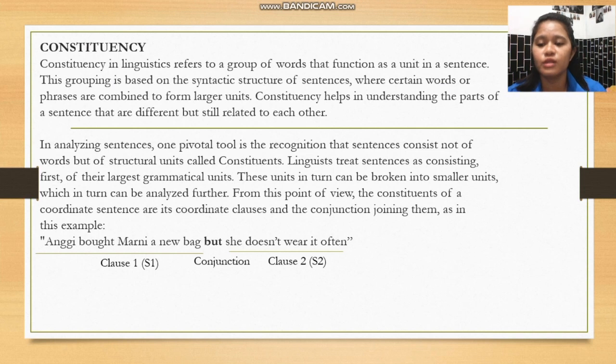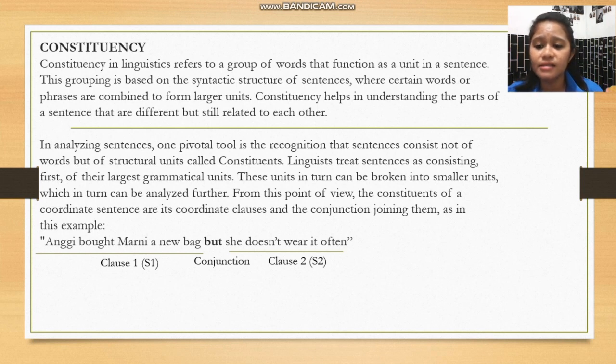Definition of constituency. Constituency in linguistics refers to a group of words that function as a unit in a sentence. This grouping is based on the syntactic structure of the sentence, where certain words or phrases are combined to form layered units. Constituency helps in understanding the parts of a sentence that are different but still related to each other.